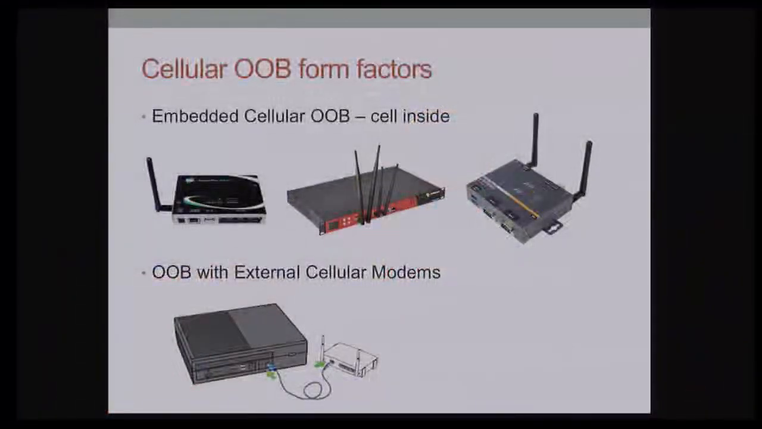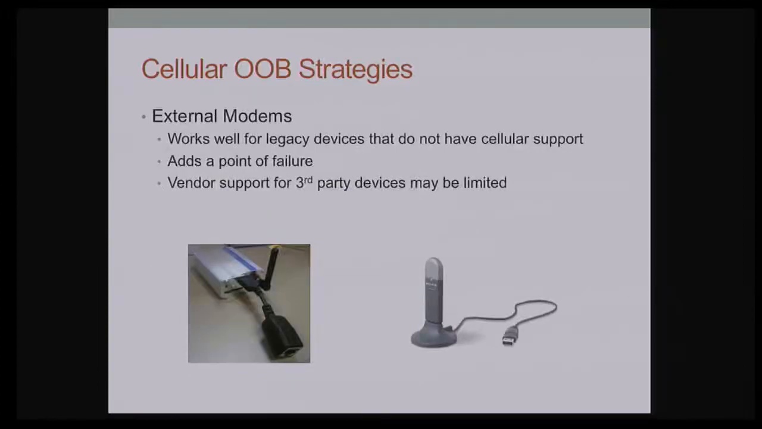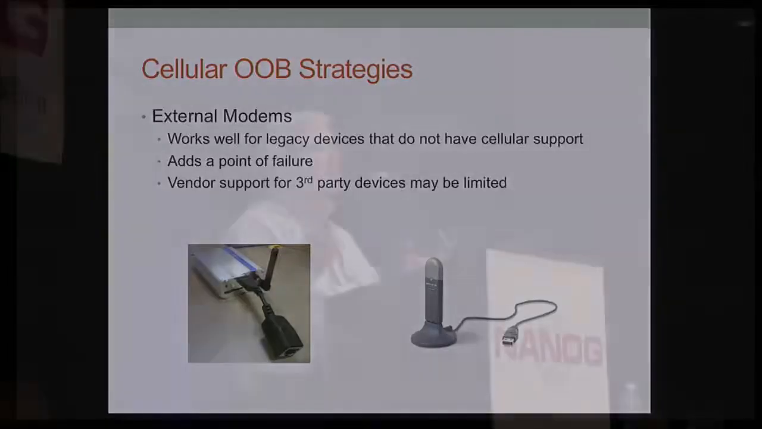Cellular out-of-band management form factors are very similar to the routing. There's items where you'll take an existing install and you'll add cellular to it with a USB dongle or an external adapter, or you can get a device that has the cellular built directly into it. It's embedded inside the device. So external modems are great for adding cell to an existing installation. There is a drawback, though. It introduces a failure point. Dongles and the cables are vulnerable. They can be damaged or moved. And you also have third-party driver considerations. Is the device you're going to bring in going to match up to the existing equipment? Is that driver going to be supported?